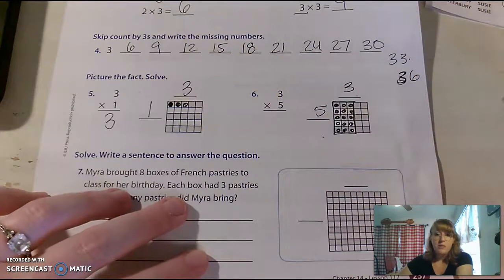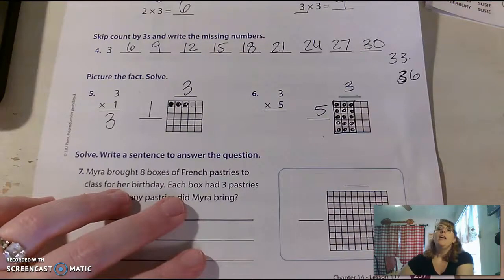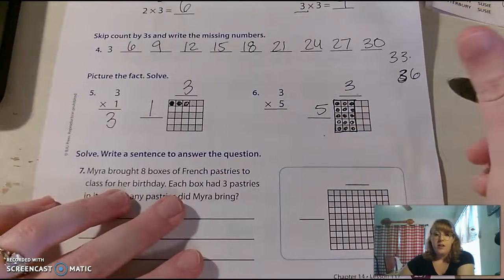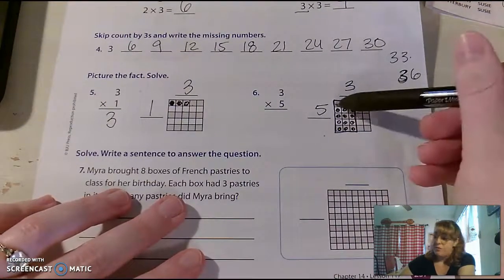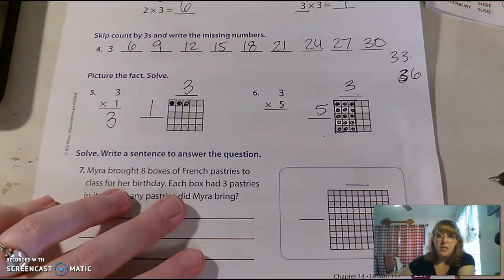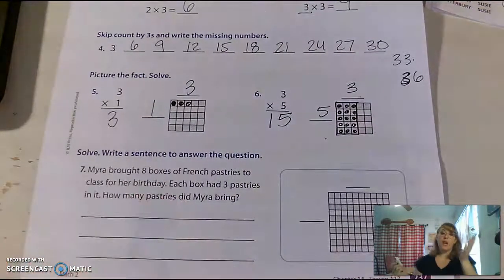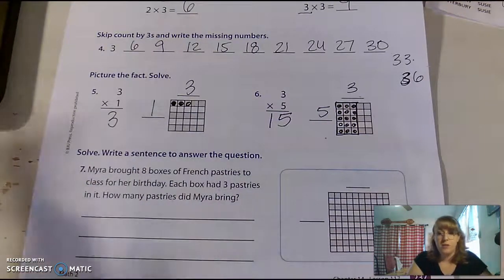If you need to pause the video, go ahead and pause the video. That's fine. Now we're going to look at this, and we're going to count how many we have. 3, 6, 9, 12, 15. So 5 times 3 is 15, or 3 times 5. Remember, it doesn't matter what order you put them in. The factors are still going to equal the same product.